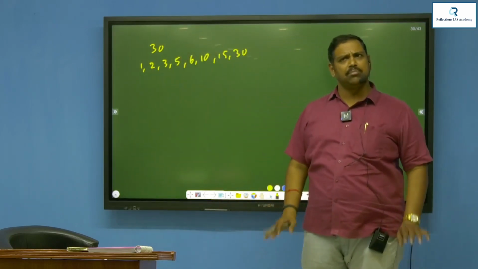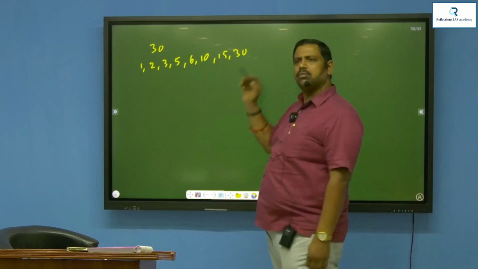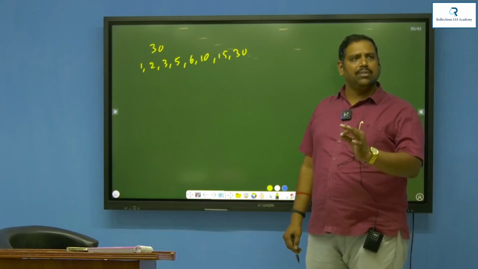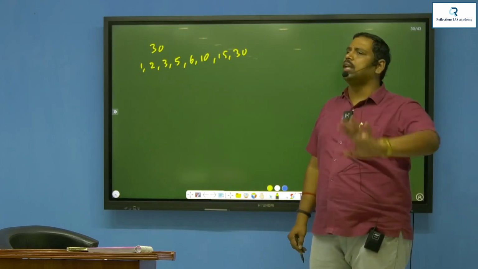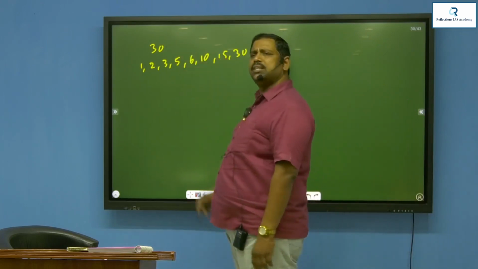Is it a big deal or a simple deal only? Simple deal. Okay, count it. 1, 2, 3, 4, 5, 6, 7, 8. 8 factors are there for it. Okay, good. Now the point is, if it is 30, you can do it.